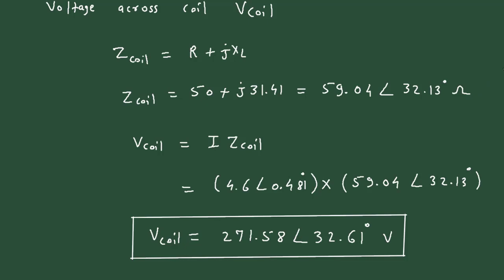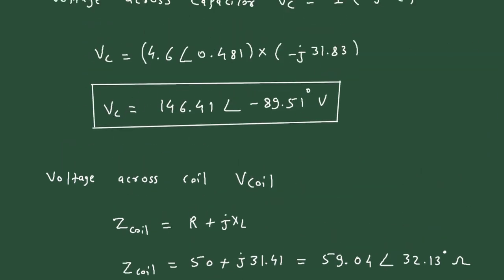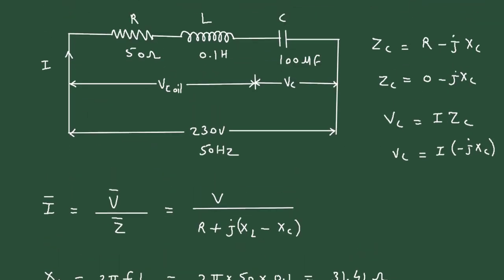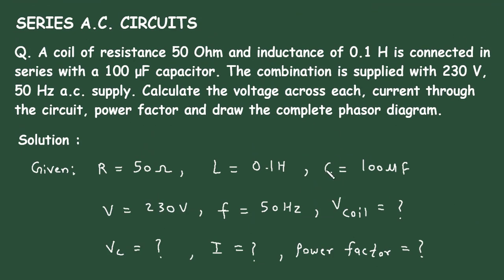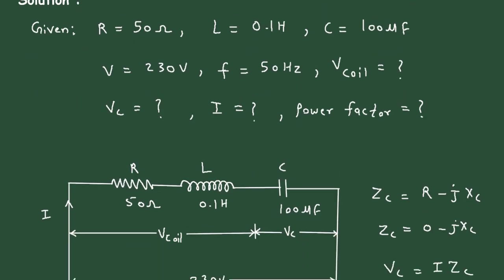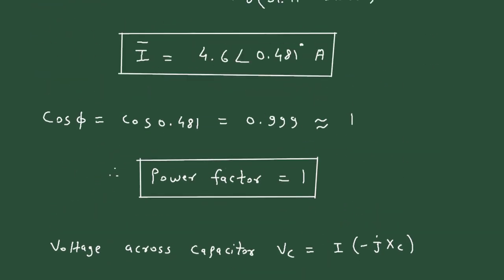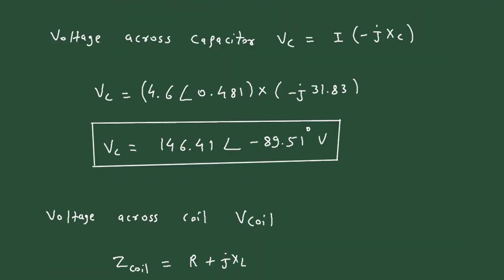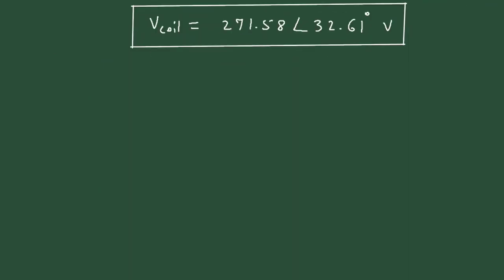Now we got the value of voltage across coil, voltage across capacitor, power factor, current, and phase angle. Next we have to draw the complete phasor diagram. Here we will take voltage as a reference because the angle of voltage is 0. So this is the phasor diagram and this is voltage V as a reference, and it is equal to 230 volt.